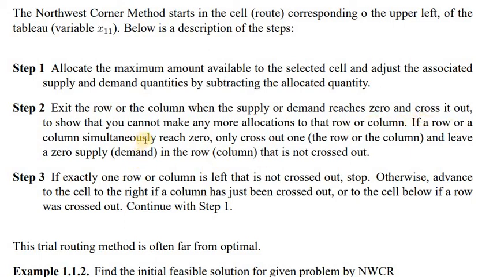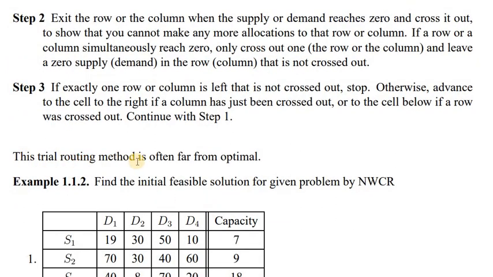If a row and column are simultaneously 0, only cross out one and leave the 0 supply or demand in the row or column that is not crossed out. If exactly one row or column is left that is not crossed out, then stop. Otherwise, advance to the cell to the right if a column has been crossed out, or to the cell below if a row is crossed out. Continue with step 1. This method is often far from optimal. In other words, this will give you a worse solution.